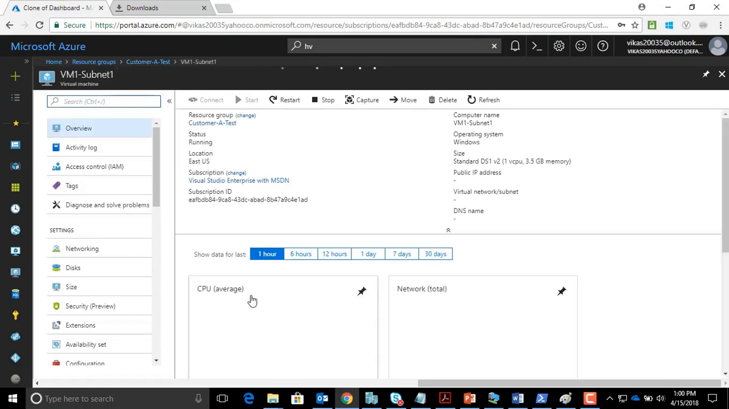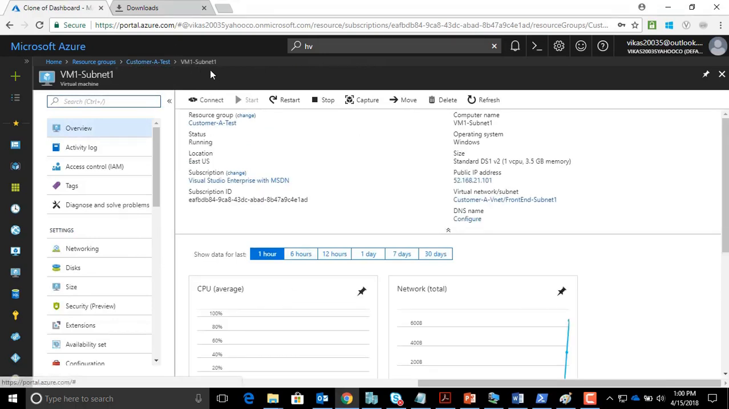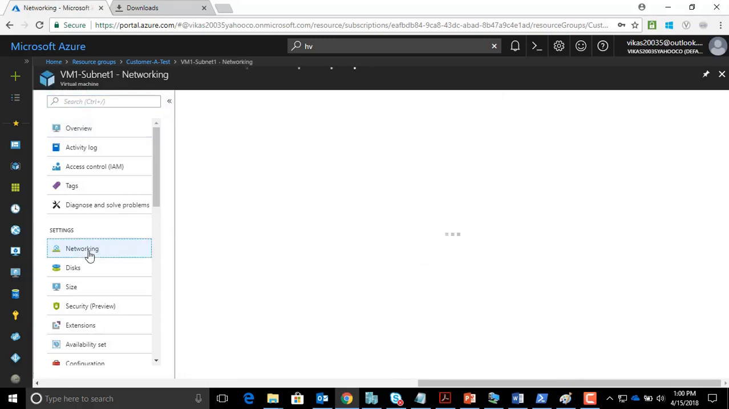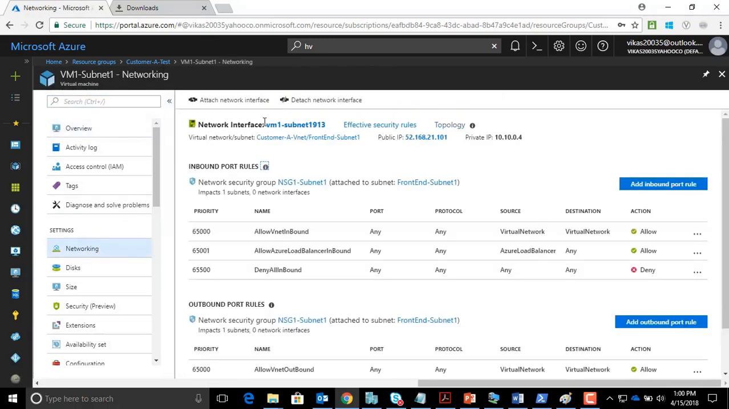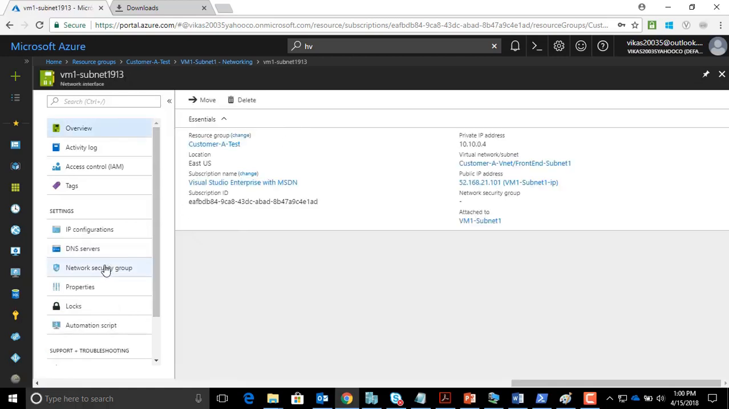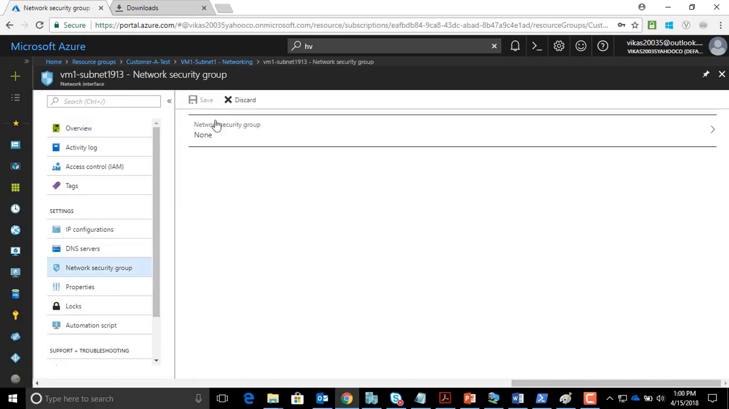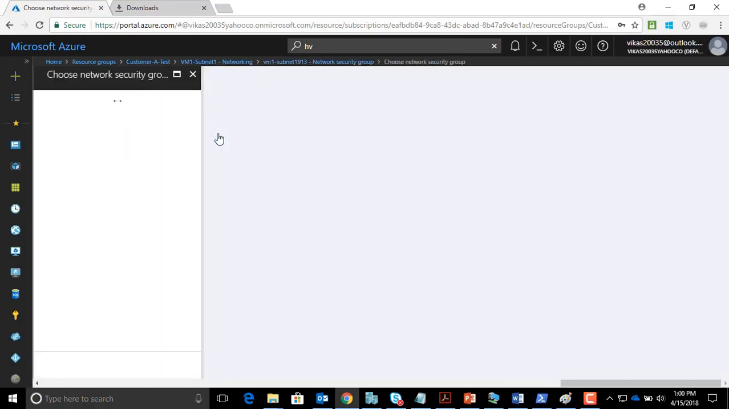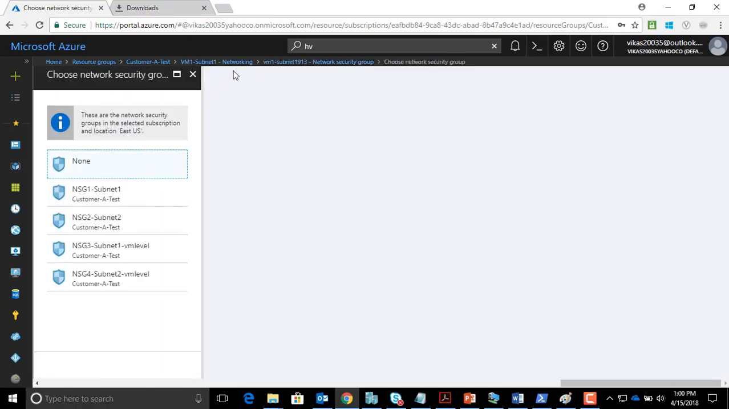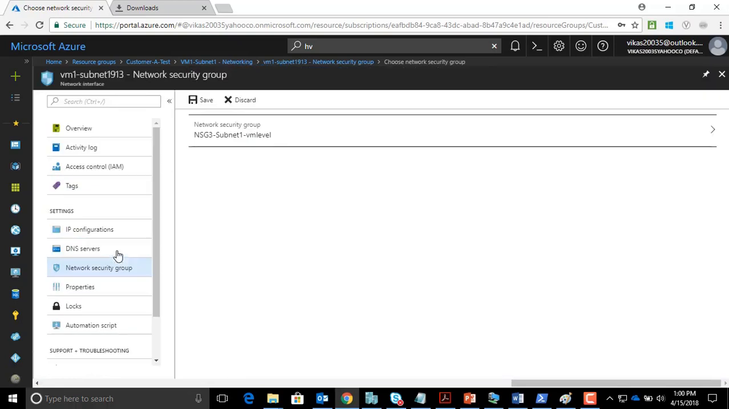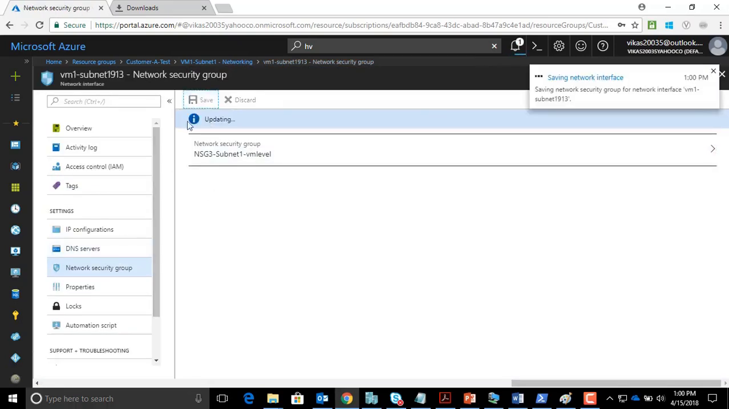So how to attach NSG at a VM level? Go to the VM, and inside this, click on networking. Each VM has a dedicated NIC. So go to the NIC, and inside the NIC there is an NSG, and then you can edit and attach the NSG. So this is VM1, which is subnet 1. I'm going to attach NSG3, which is subnet 1 VM level.